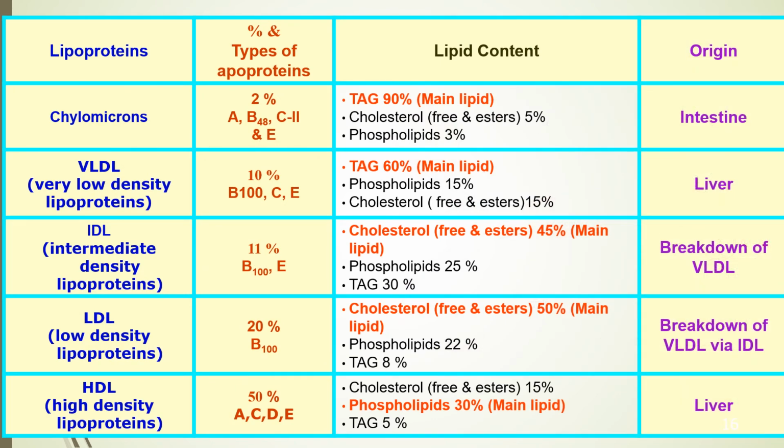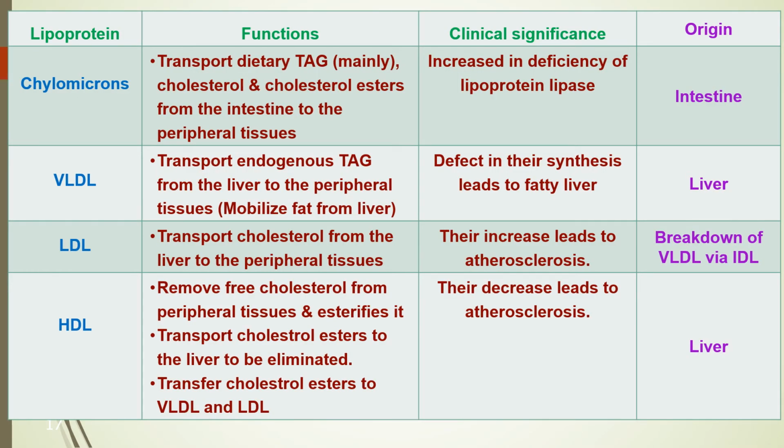We have two tables here that summarize the types of lipoproteins, their apoprotein content and percentage, their lipid content and percentage, and their origin and site of synthesis, as well as their functions.